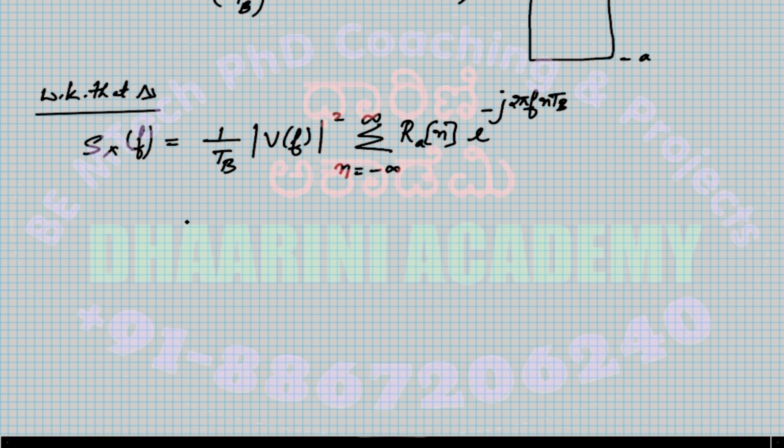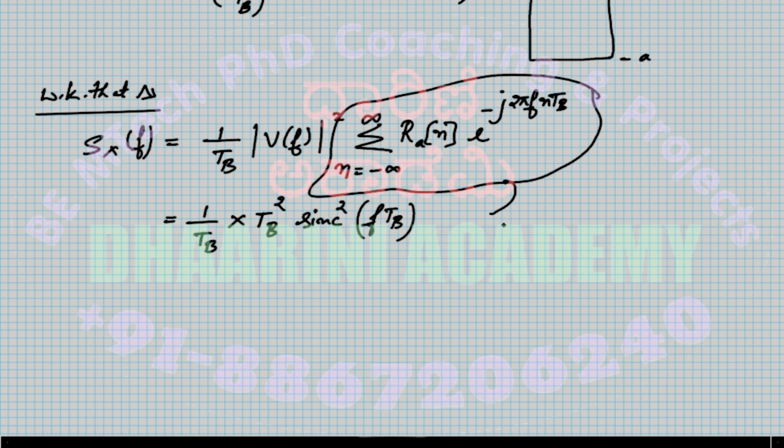So I just have to substitute all the values back over here. So this is 1 divided by TB into V of f. Anyway, we have that. Simply let's write it after squaring: TB square sinc square f into TB. That's the square of this. What happens to the summation? What happens to this whole term? Can you answer? What should I write this as?